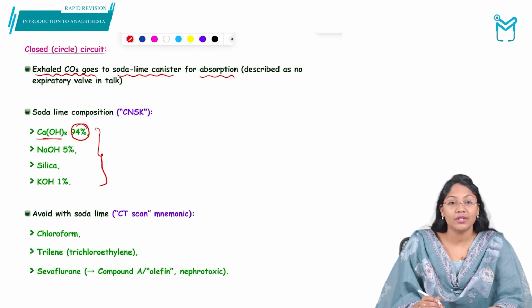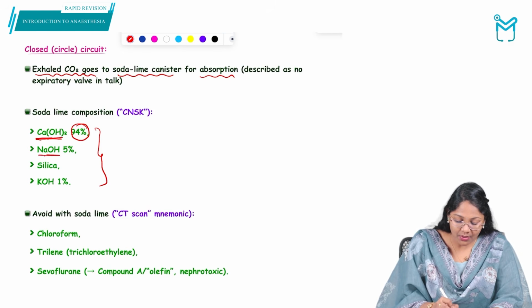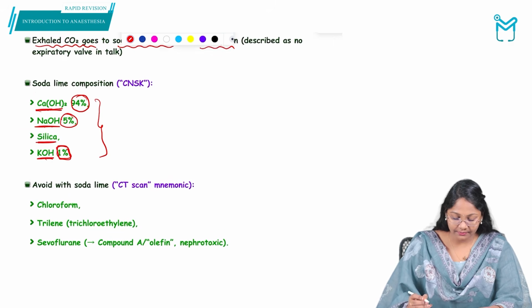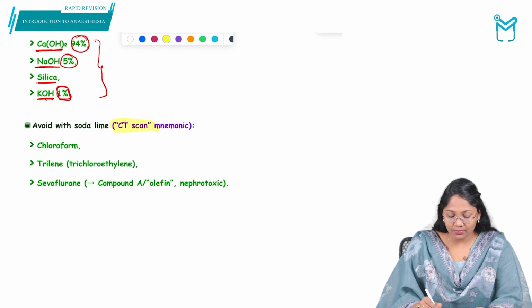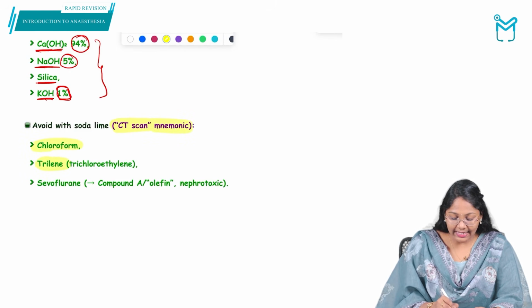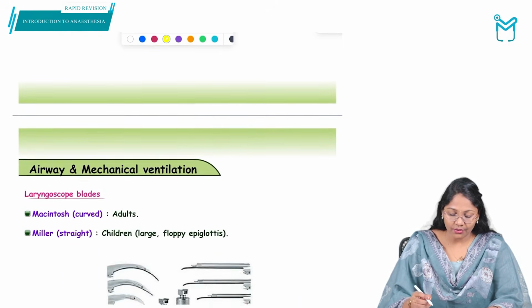You have to remember this, sometimes this is the way they ask the questions. What is the composition of soda lime? Those are CaOH2, NaOH, which is 5%, and silica as well as KOH, which is 1%. So there is a mnemonic to remember the soda lime composition, CNSK. Now coming to the components which we need to avoid with soda lime, those are chloroform, trilene, which is nothing but trichloroethylene, as well as sevoflurane.